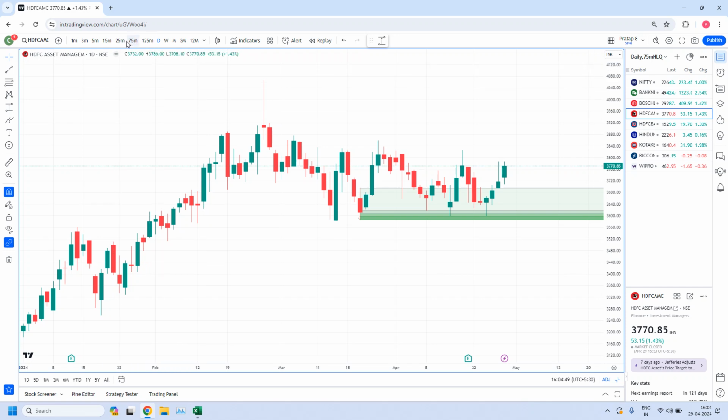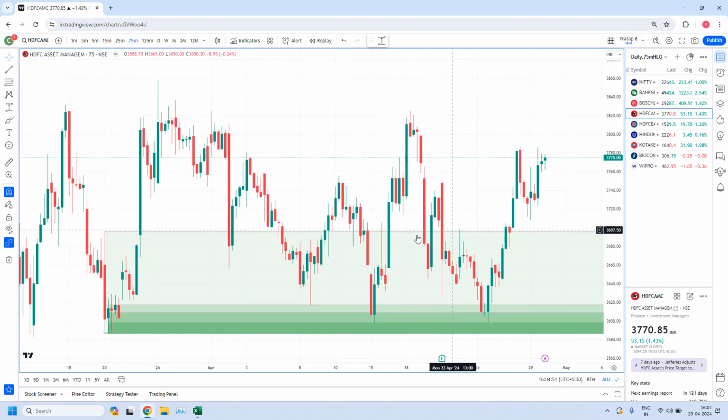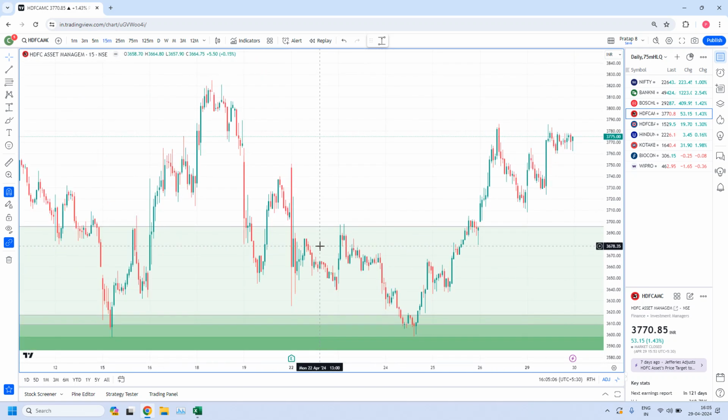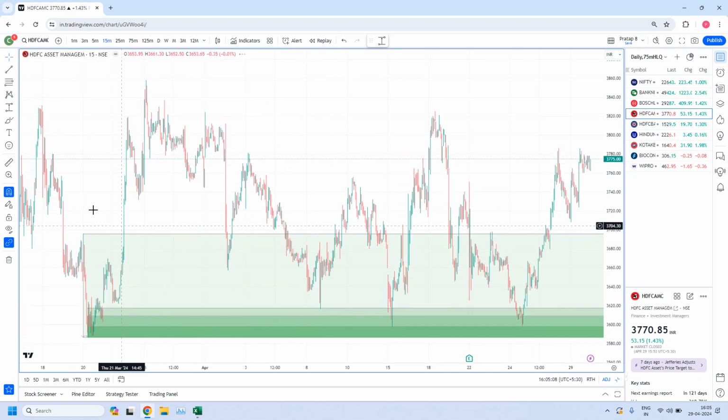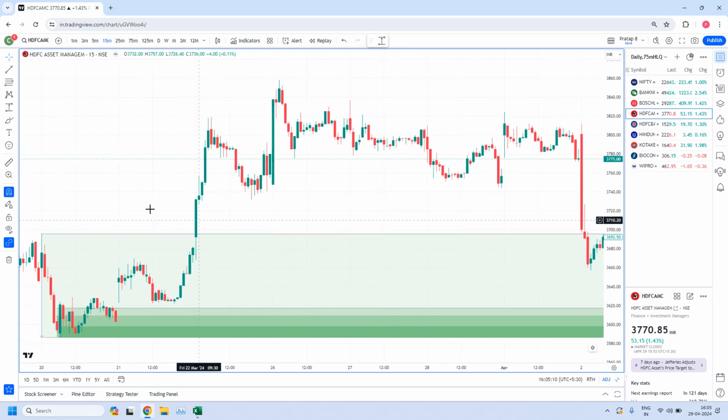So what I did, I went to the 75 minutes time frame. Here I have seen we have a drop candle, 1, 2, 3, 4 base candles, again a rally candle with hidden body. So we have a 75 minute zone. Inside 75 minutes, again fine-tuned with the 15 minutes time frame.